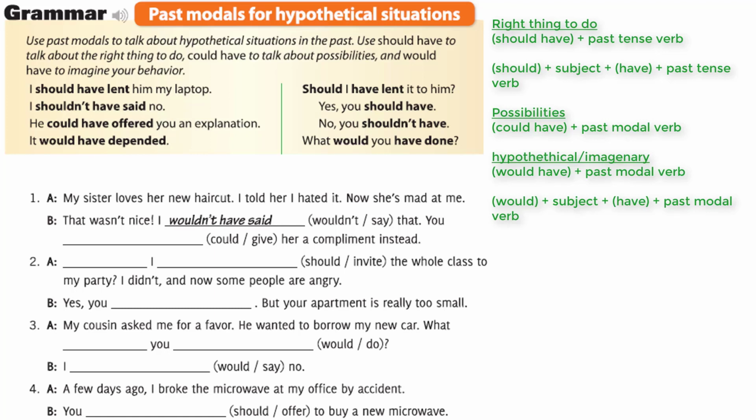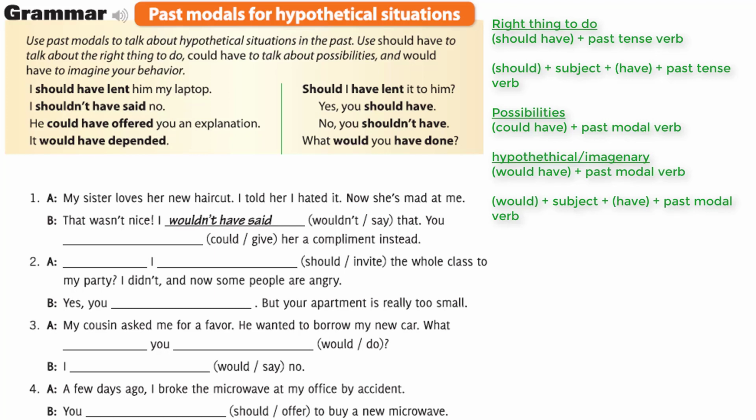Now we're going to do the activities. My sister loves her new haircut. I told her I hated it. Now she's mad at me. Remember, we have to add the word have. So in part B, it's going to be, that wasn't nice. I wouldn't have said that. So we changed the word say into its past form, said.